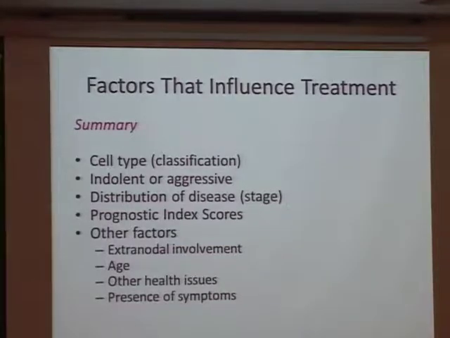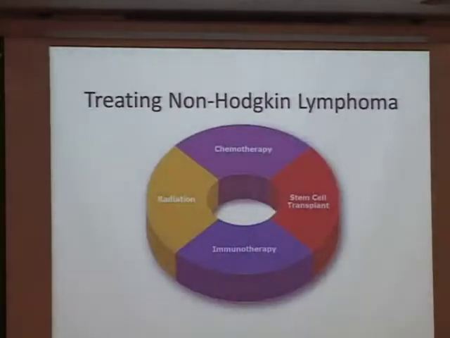So, in order to properly treat somebody's lymphoma, you need to know what kind of lymphoma they have, whether it's indolent or aggressive. You need to know where their disease is. You need to look at their prognostic index score, which is a little bit more global look at things associated with their lymphoma. And there are some other things like extranodal involvement and their age that can influence that as well.